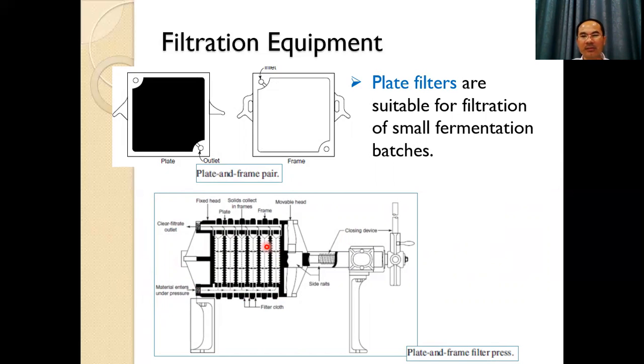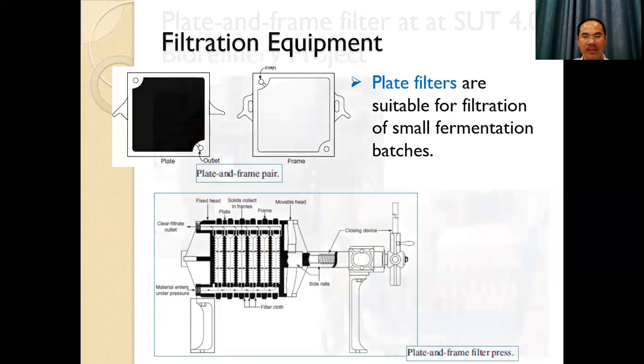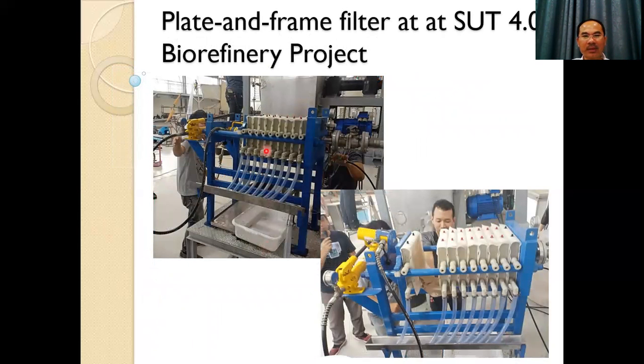Okay. And we also show you the equipment in our pilot plant in our project. This is the press and frame in our university. We have the press and frame with filter cloth. This is the direction of the clear solution flowing out. Mostly after filtration, the cake or the solid will deposit in front of the filter cloth, like this, for example, in the equipment in our university.